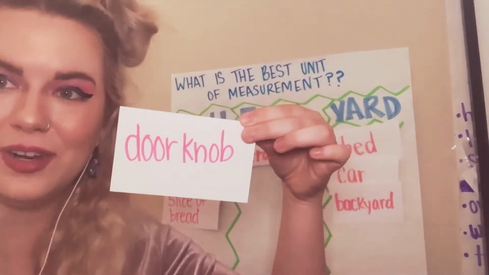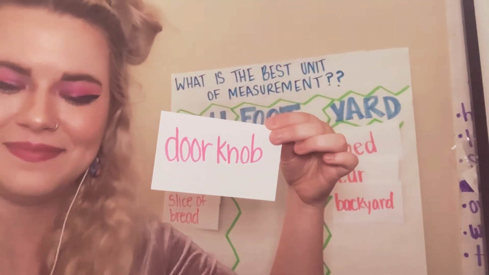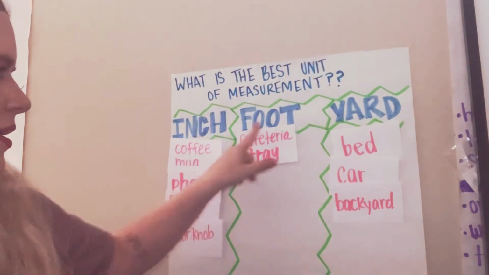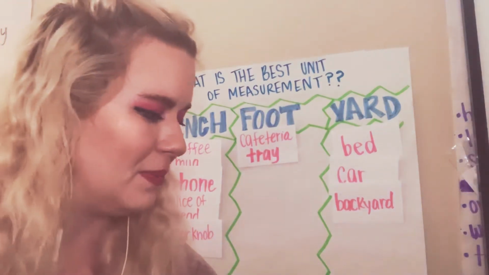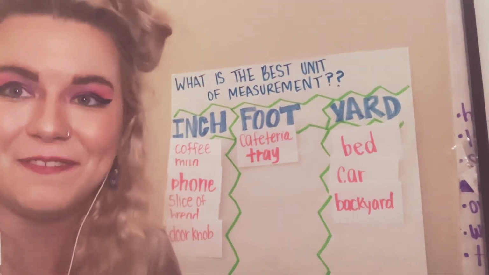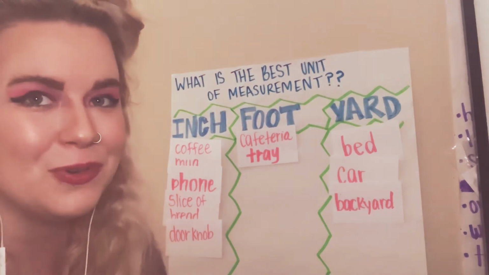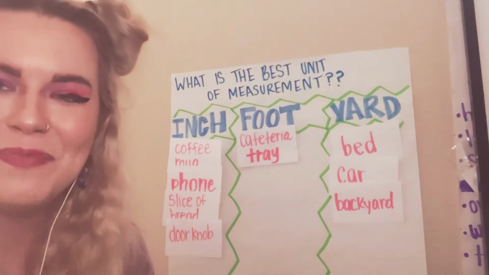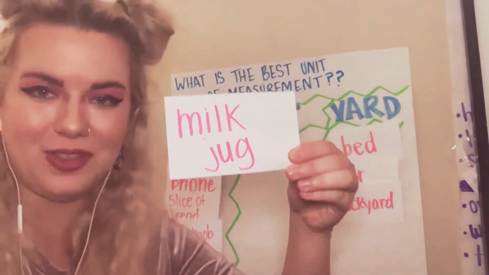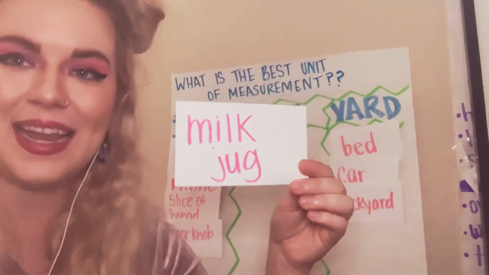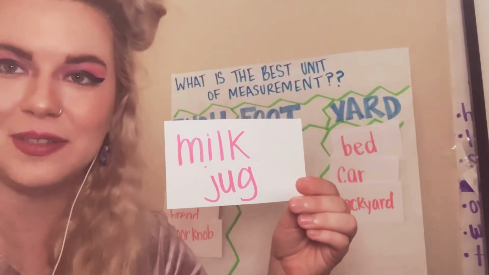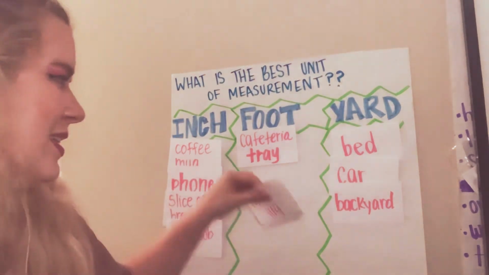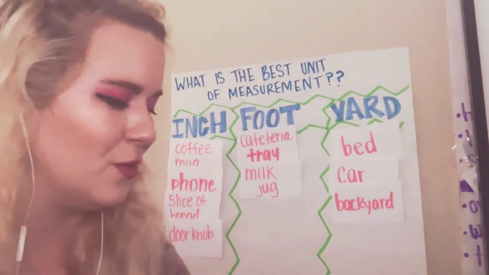Okay, what about a doorknob? Inches, right, because it is smaller than a ruler, so a ruler wouldn't really be that appropriate to measure it in feet. You would want to use a ruler because you can see the inches on the ruler, but it's not going to even be a foot long. What about a milk jug? If you wanted to measure the height, that's up and down, what would you use? You could use feet as the unit of measurement because it's probably about the same size as a ruler.